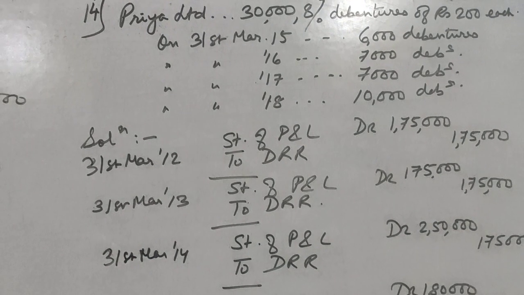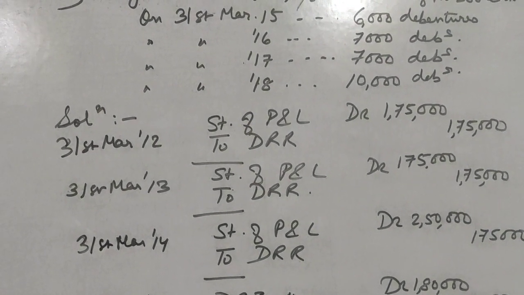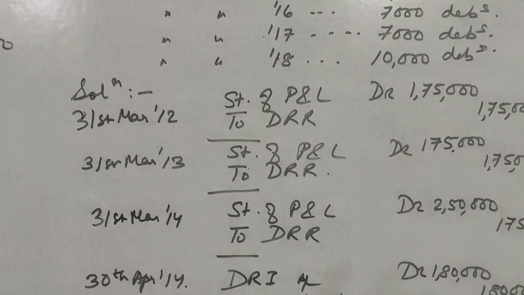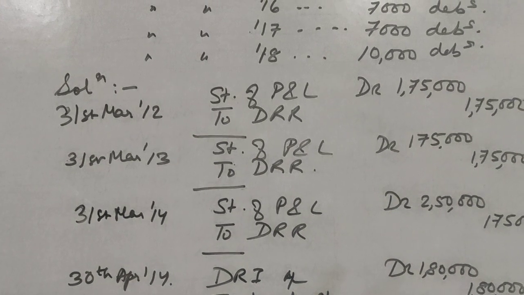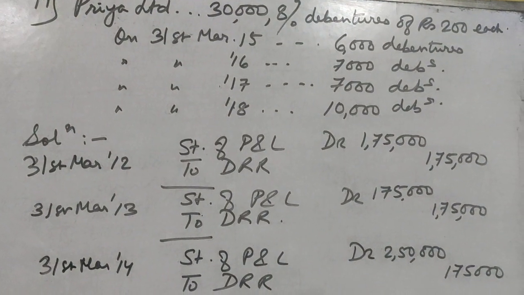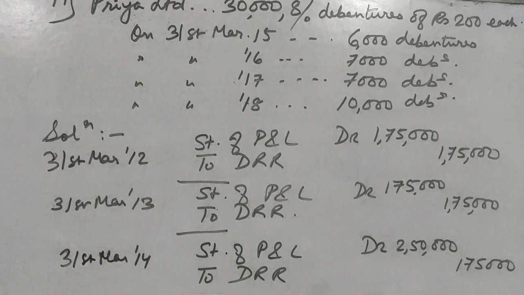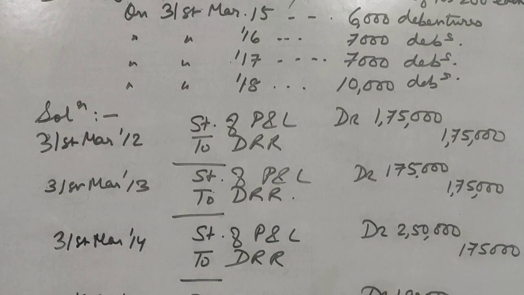On 31st March 2015, 6,000 debentures are redeemed. On 31st March 2016, 7,000 debentures are redeemed. On 31st March 2017, 7,000 debentures are redeemed. And on 31st March 2018, the remaining 10,000 debentures are redeemed.